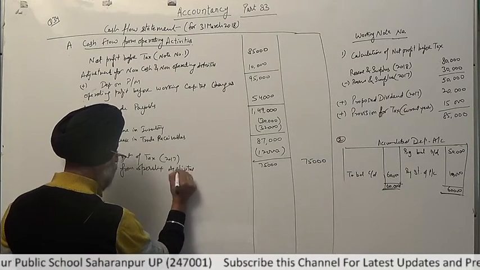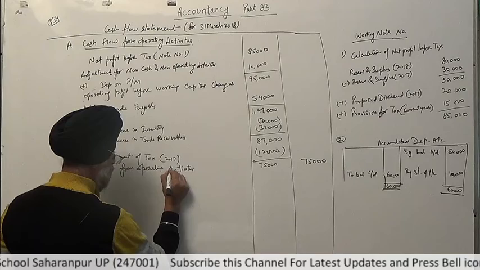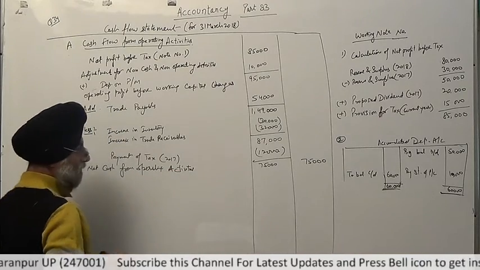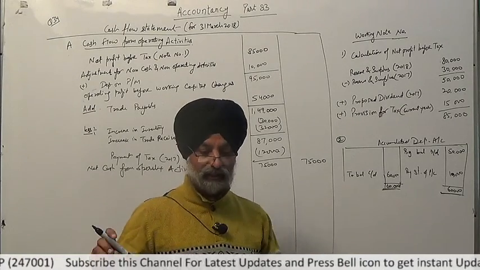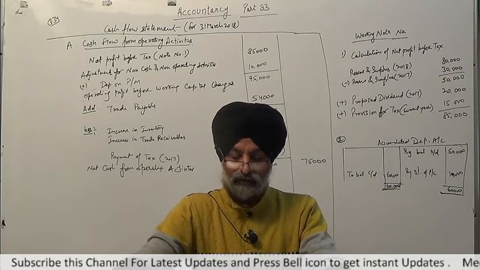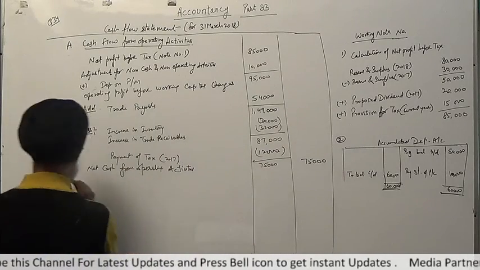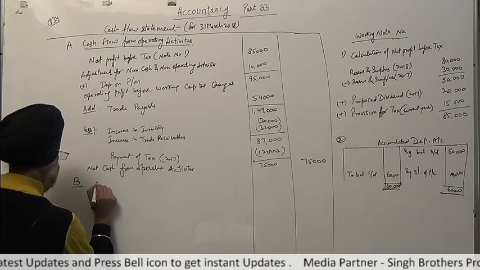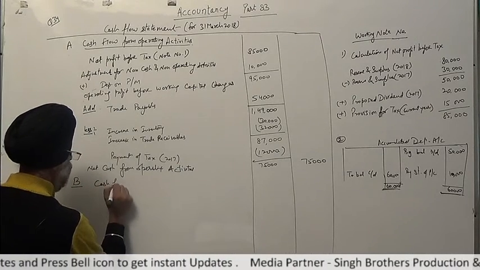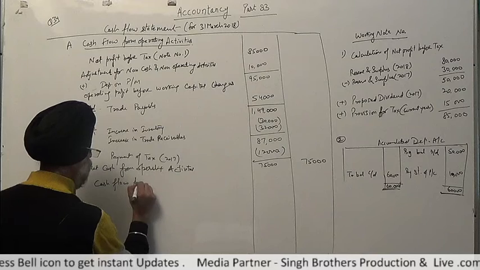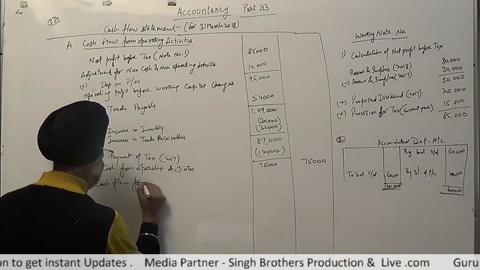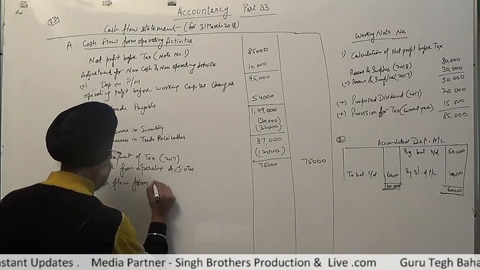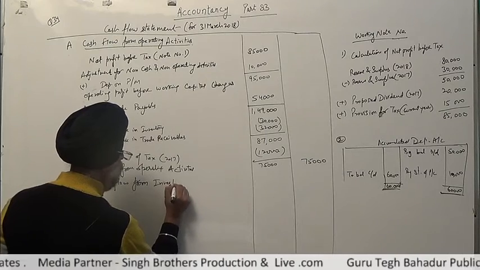Now come to part B of the question, that is cash flow from investing activities.